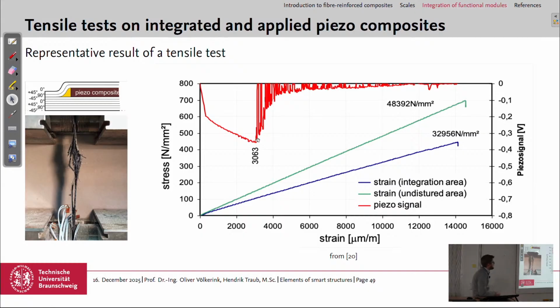And you can see that the piezo signal fails early. So here the piezo might have failed, but the structure itself is able to bear more loads before you have the failure of the composite itself. And in the undisturbed area, the stiffness is higher than in the disturbed area, because you have the weaker material in between.